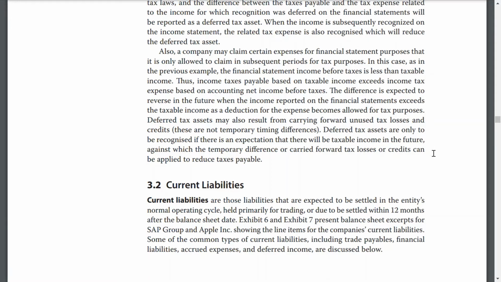Deferred tax assets may also result from carrying forward unused tax losses and credits. Deferred tax assets are only to be recognized if there is an expectation that there would be taxable income in the future against which the temporary difference or carried forward tax loss or credit can be applied to reduce tax payables.